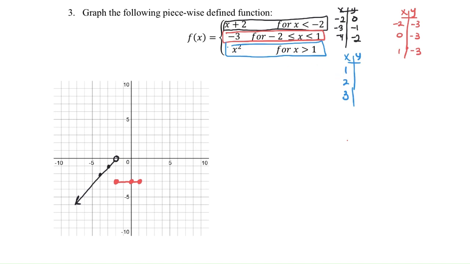1 squared is 1. 2 squared is 4. And 3 squared is 9. And just remember, that's an open circle on 1, 1. And then 2, 4, 3, 9. So this is just the right side of a parabola.